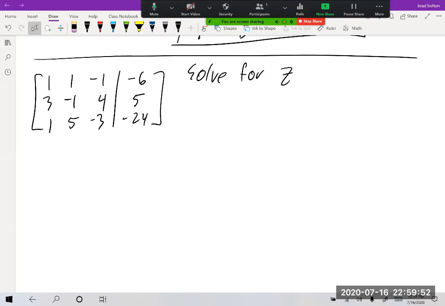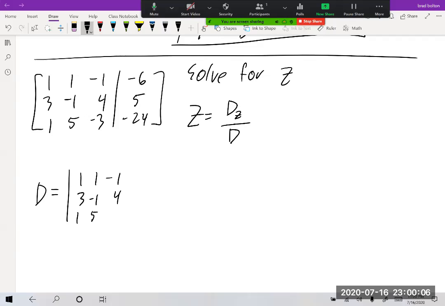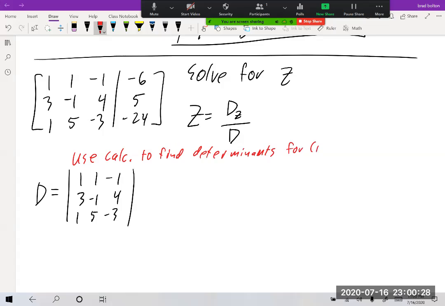So in order to find z, I need D sub z over D. So let me find capital D first. And that would be 1, 1, negative 1, 3, negative 1, 4, 1, 5, negative 3. And now I'm just going to tell you guys right now, for Cramer's rule, I want you to use your calculator to find these determinants, otherwise you're going to run out of time.